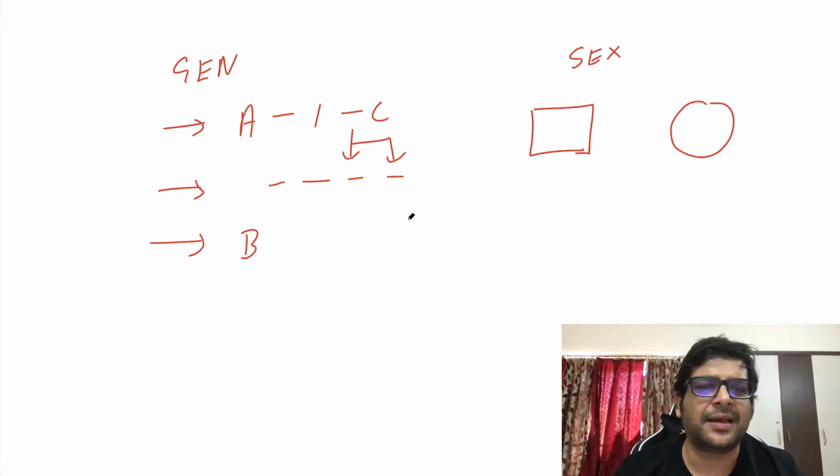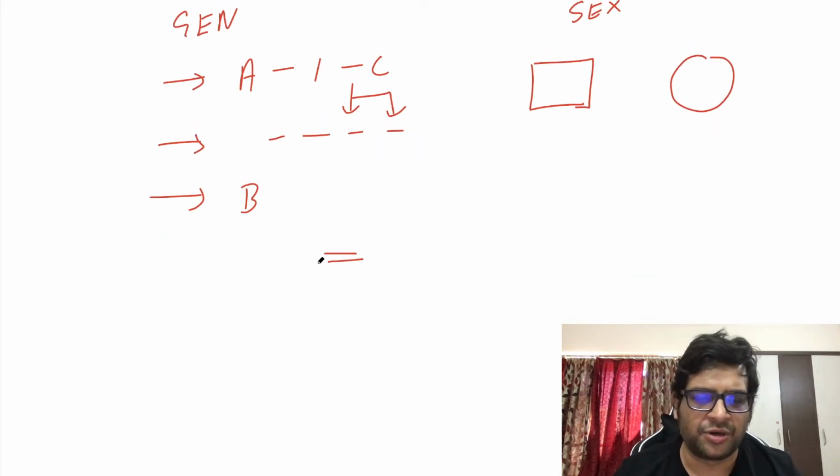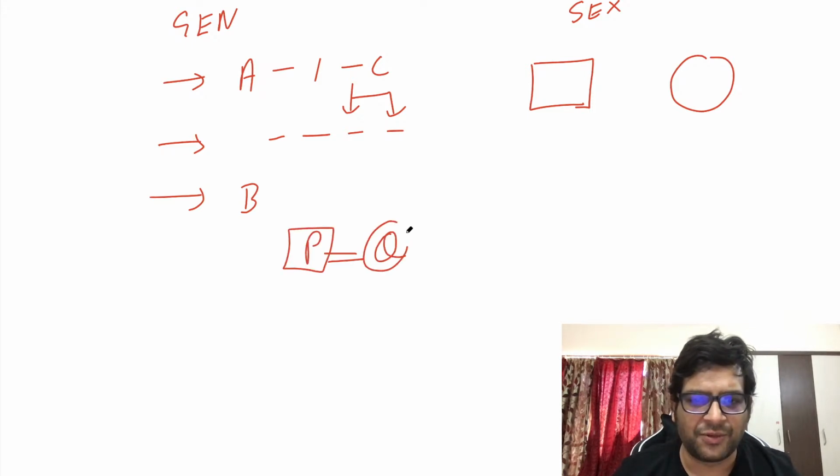And the third one is showing relationships. Typically marriage is shown by a set of parallel lines. Suppose P is married to Q, where P is the male, Q is the female.